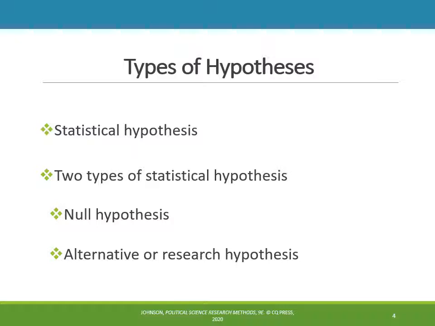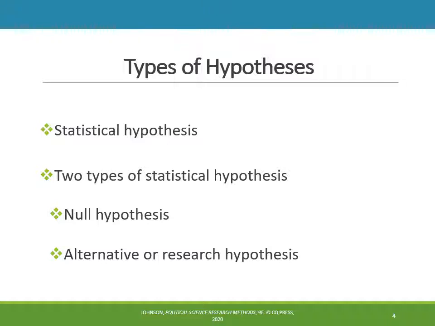So let's refresh for a minute and think about the different forms of hypotheses. It's something we've talked about earlier in the semester, but just to make sure we're on the same page. So when it comes to a statistical hypothesis, this is a hypothesis that states the value of the population parameters and talks about the relationship between two or more variables. So a statistical hypothesis is going to be something that you can actually test using a statistical test.